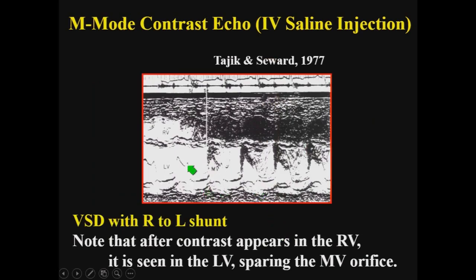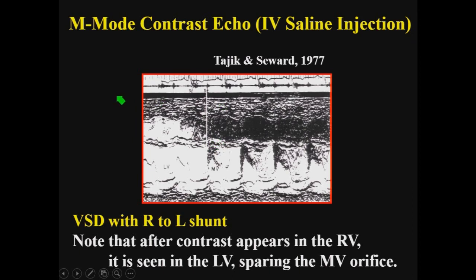On the other hand, if the patient has a ventricular septal defect, you see the contrast appear in the right side, and then within half a beat on the left side, but look how it appears on the left side. It appears not through the mitral valve, so it must appear through a ventricular septal defect. So I can diagnose ventricular septal defect with right to left shunt just by looking at that.